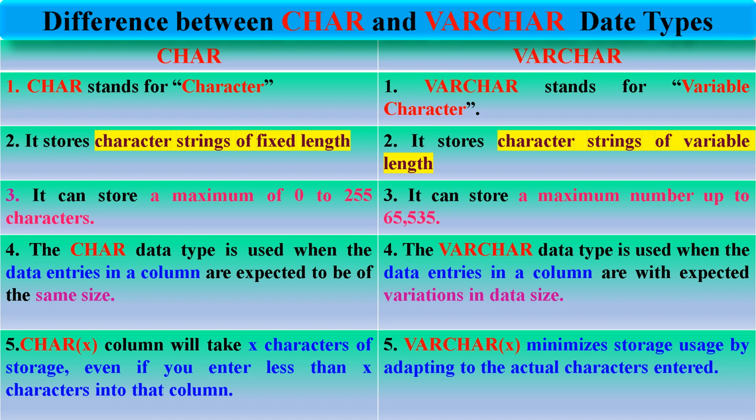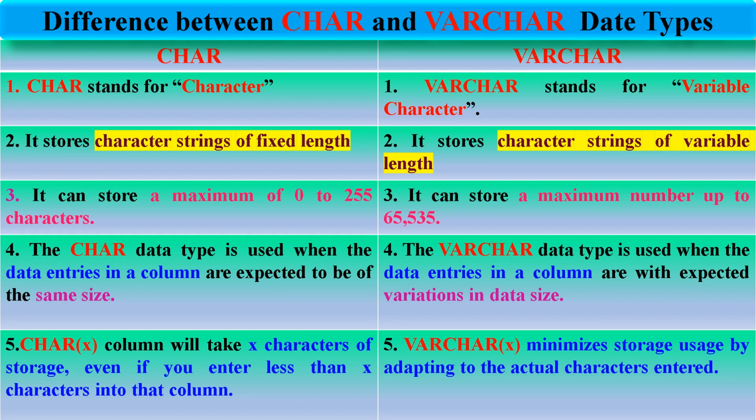Third point. CHAR can store a maximum of 0 to 255 characters, whereas VARCHAR can store a maximum number up to 65,535. Fourth point. The CHAR data type is used when the data entries in a column are expected to be of the same size. An example would be an admission number of a school student. The admission numbers of the school are of uniform length. Another example is the PIN code column in a database of a country, where PIN codes are of uniform length.